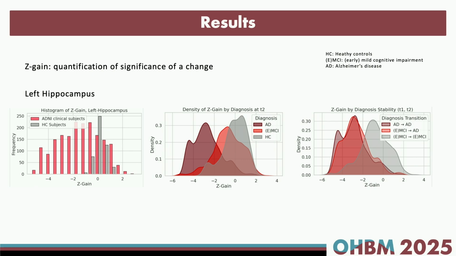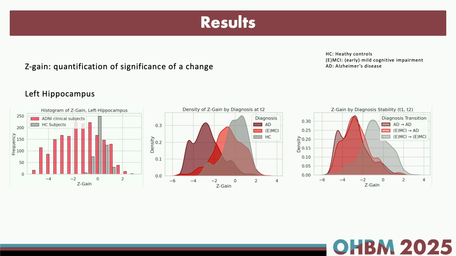What you can also do is plot the Z-gain score as a function of disease status. That's the second plot. And you see here, again, for healthy controls we have a Z-gain around 0. Then for subjects with EMCI, it's shifted toward negative Z-gain, and for Alzheimer's, even more. And then in the third plot, which is I think the most interesting, you can also plot Z-gain as a function of change of disease.